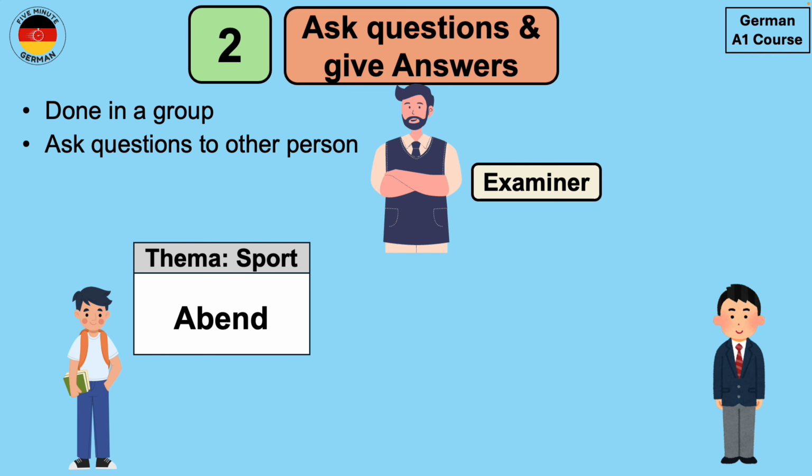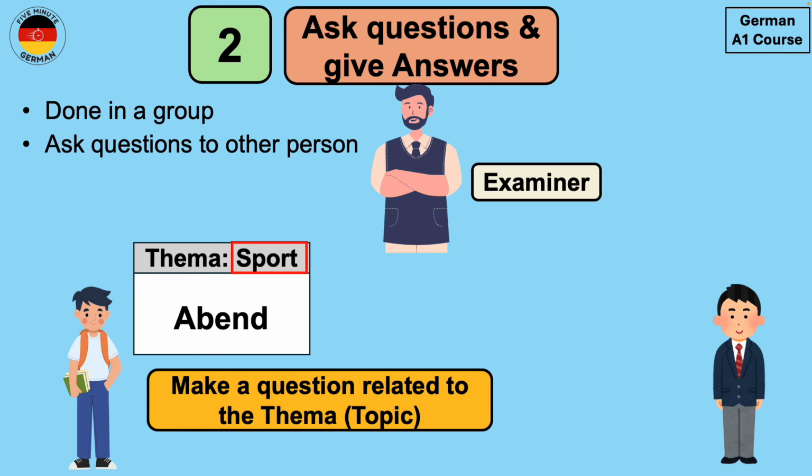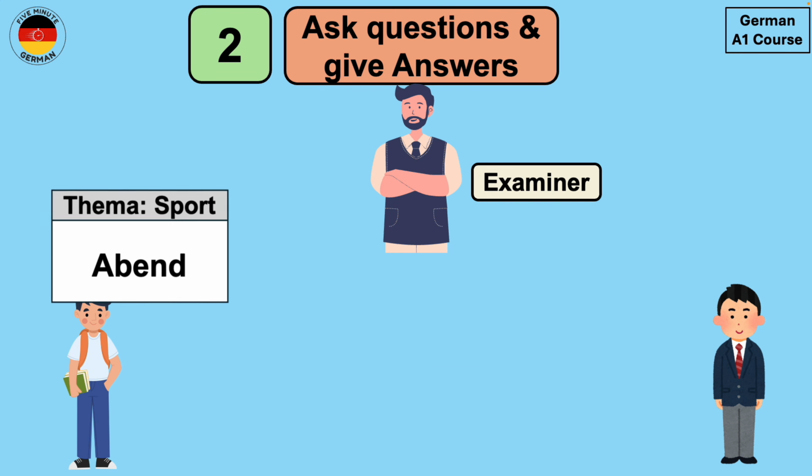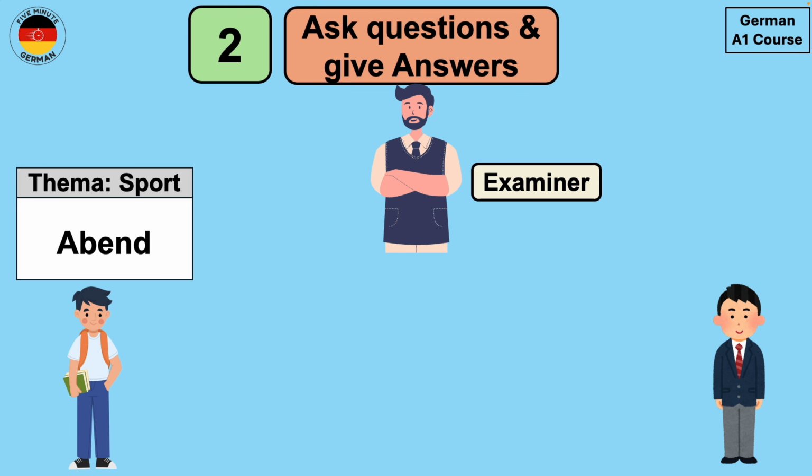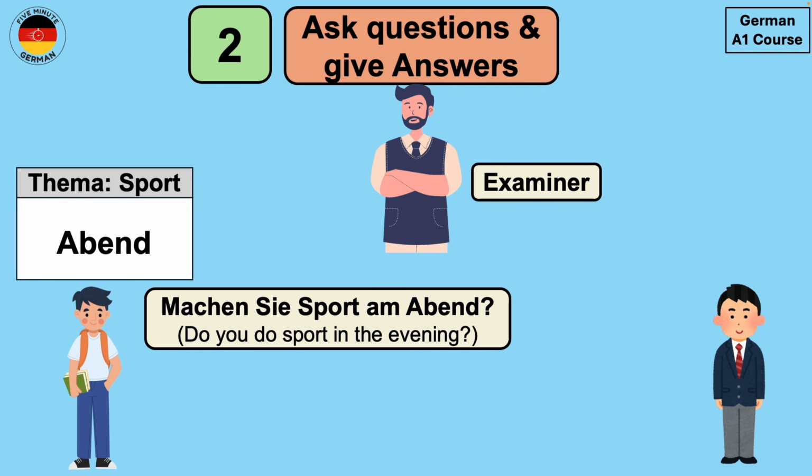like this one over here. On this card, you will have a thema written at the top, which in this case is Sport, and you will have a word, which over here is Abend. And you will have to make a question related to the thema. So thema means topic. Suppose that you get this card with the thema Sport and the word Abend. So you can make a question with this as, Machen Sie Sport am Abend?